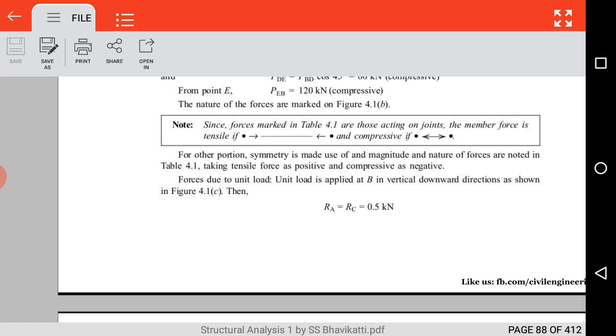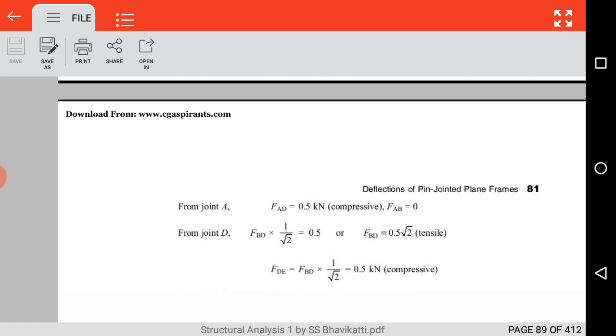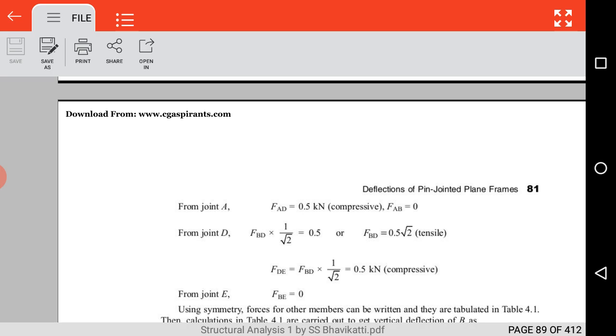For the second figure, where at the point B we applied the unit load, the reactions at the supports A and C will be half of the load, so it will be 0.5 kilonewton. In the same way as we did for the first truss, we have taken the joints and calculated the member forces. Again for the joint A, the force in the member AD equals 0.5 kilonewton. Force in the member AB will be 0.